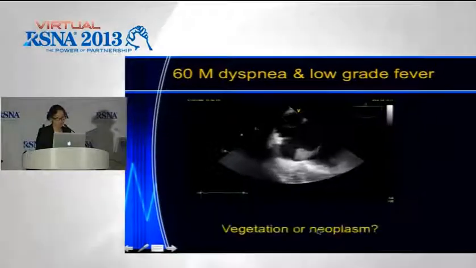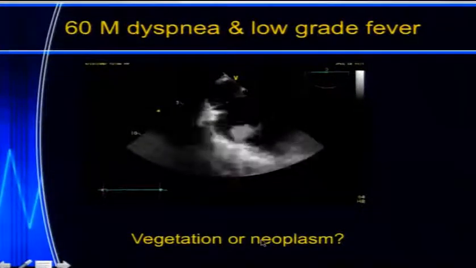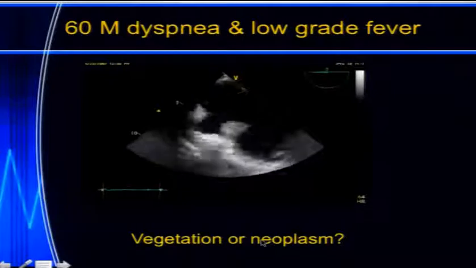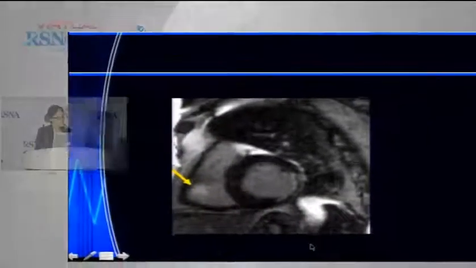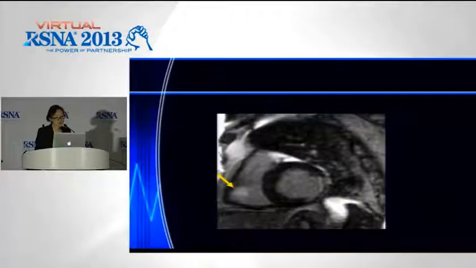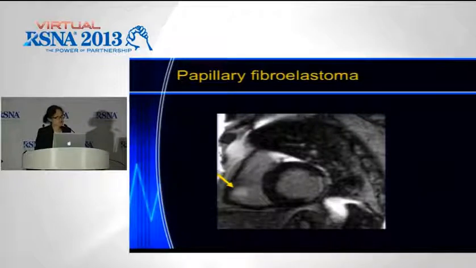So the question in a patient with a low-grade fever is whether we're dealing with a vegetation or whether this represents a neoplasm. So this patient also went on to MRI, and here on the late gadolinium-enhanced images we can see homogeneous enhancement of the mass, and this was a papillary fibroelastoma that was confirmed at surgery.